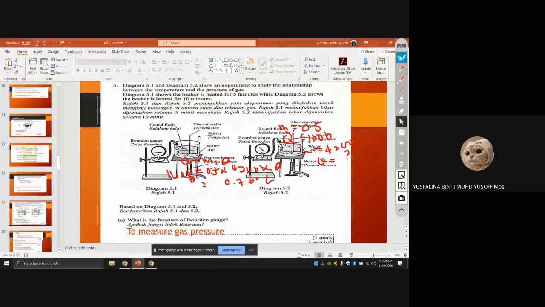Next one. Diagram 5.1 and 5.2 show an experiment to study the relationship between temperature and the pressure of gas. The first question asks you the function of the Bourdon gauge. The function of the Bourdon gauge is actually to measure the gas pressure. You have to put gas pressure. If you put pressure only, it's wrong. So, to measure the gas pressure.